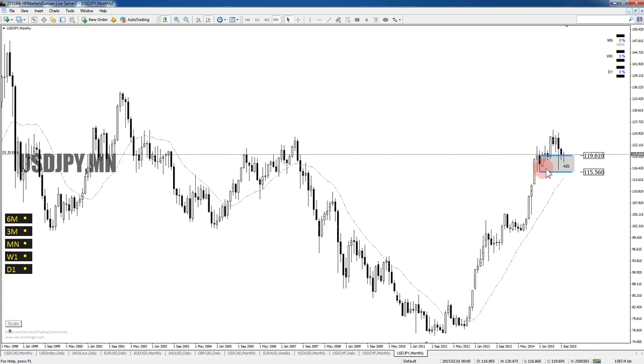So what do we have now? We have a monthly area of demand in control. Make sense? This is a monthly area of demand. Why? Because the rules say that a demand area is created when an opposing area of supply is taken out or a descending trend line is broken. So here, descending trend line broken, monthly area of demand. See? Descending trend line broken, monthly area of demand.